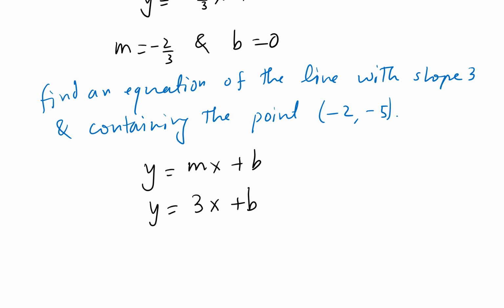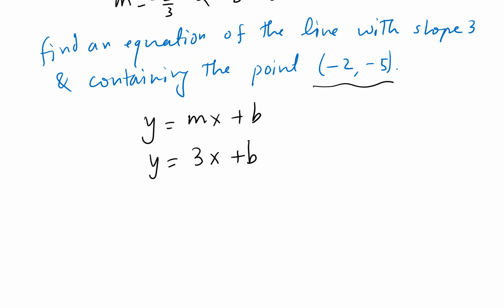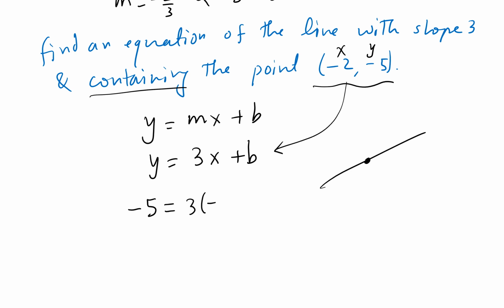To finish finding the equation, we need to find b. How do we find b? Well, to do so, there's a point given. That point has coordinates x and y. It's on the line because it says it's containing. So the point is somewhere on the line. This means the x and y coordinates satisfy the equation. So we can replace y with -5 and x with -2 in y equals 3x plus b.